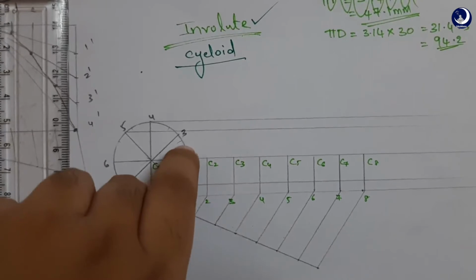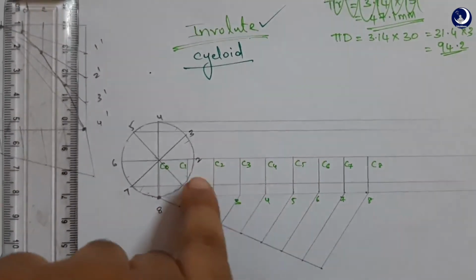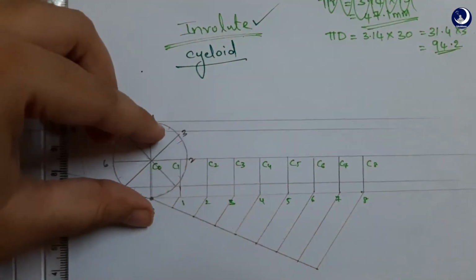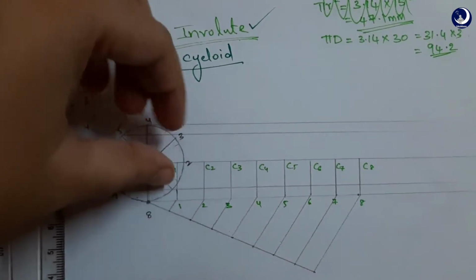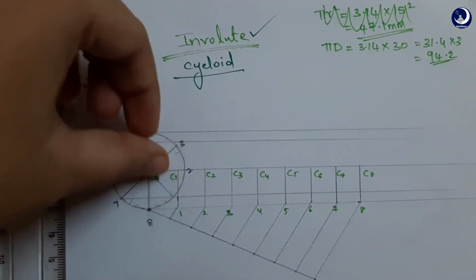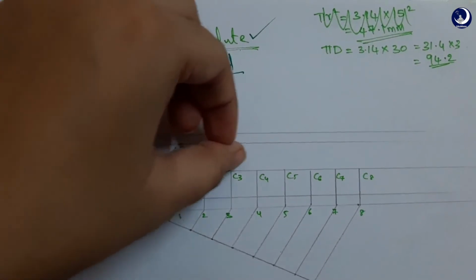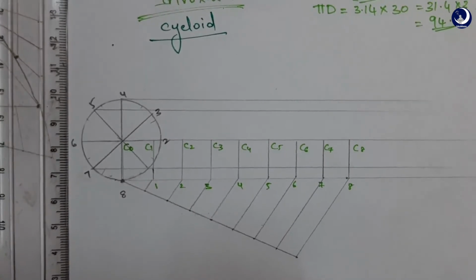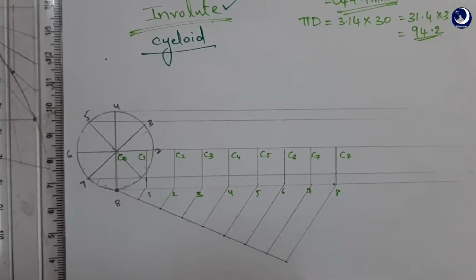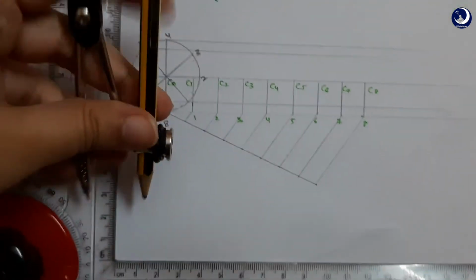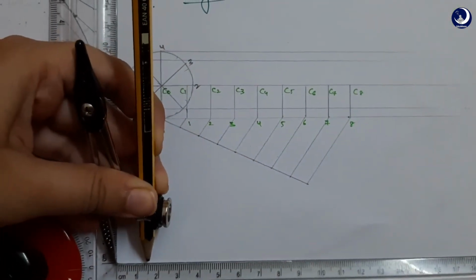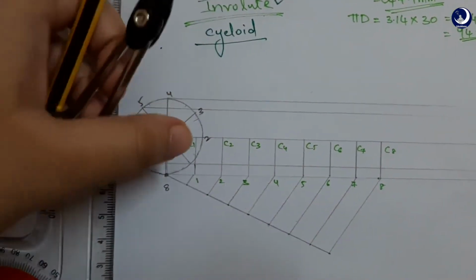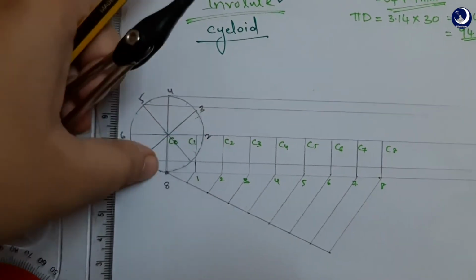From each point I drew perpendiculars till the center line. Where these perpendiculars meet the center line, they will represent the new centers. So after the circle has rotated this much, this point will come into contact at 1 and the new center will become C1. Similarly C2, C3, C4, till the circle reaches this point. The radius of the circle is 15 mm, so I'm going to take 15 mm as the radius. When C0 is the center, this is the circle.